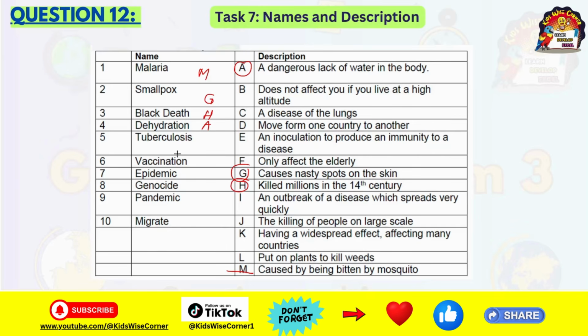Tuberculosis. Tuberculosis is a lung disease. A disease of the lungs is C. Vaccination. A vaccination is an inoculation to produce an immunity to a disease.